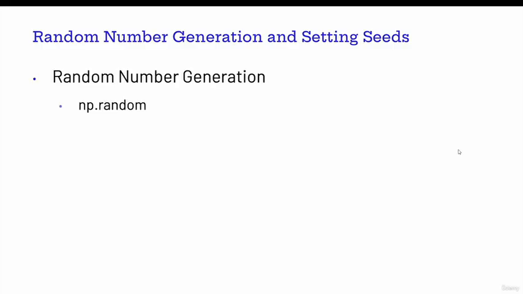Next, let's look at random number generation and setting seeds. We already did something with random number generation in Python. Now let's see how we can do this using NumPy. So first, for random number generation, NumPy provides the np.random module for generating random numbers. Let's look at some of the common functions for it.